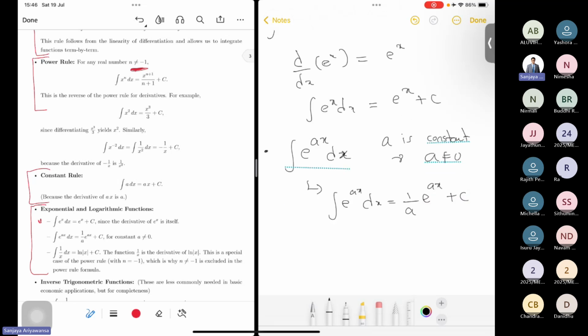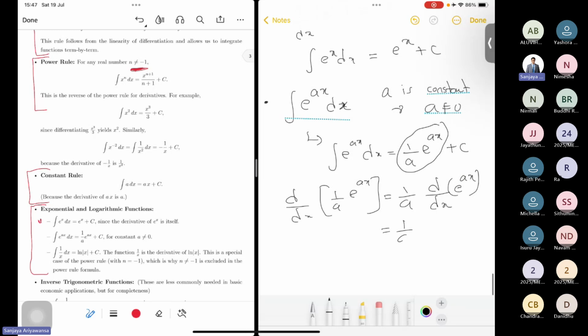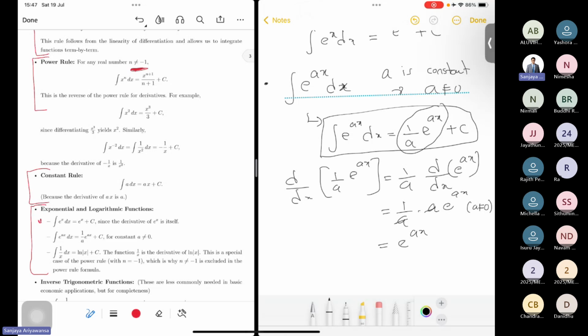Okay, so why is that? Again, differentiate this function and see. If you differentiate with respect to x, it's 1 over a e to the power ax. You take 1 over a out, and you want to differentiate e to the power ax with respect to x. That's 1 over a times a times e to the power ax. So then a and a cancel out, because a is not equal to 0, and you're left with e to the power ax. So the antiderivative of e to the power ax is 1 over a times e to the power ax plus c.